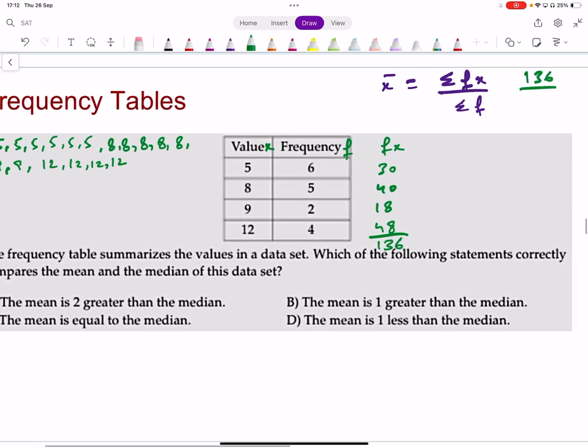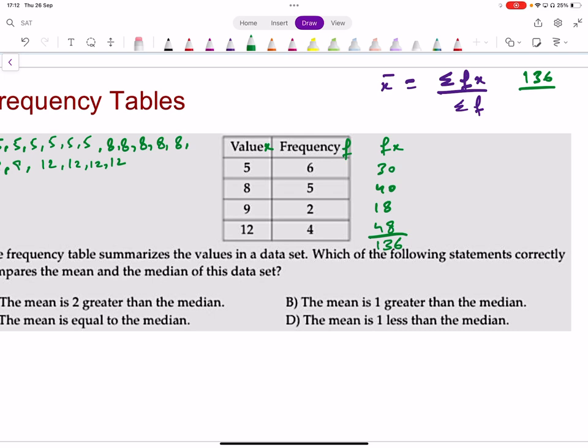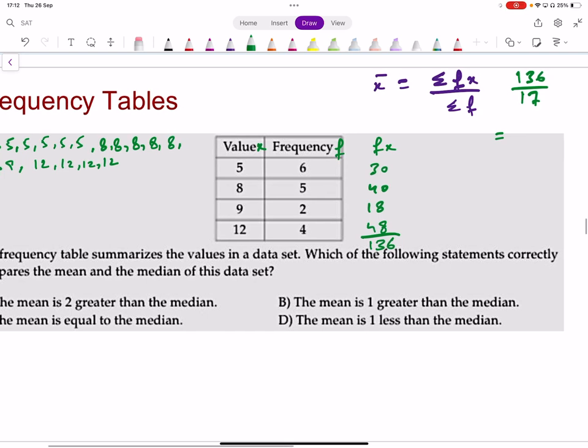136 divided by the number of values. Now the number of values is 6 plus 5 plus 2 plus 4, sigma f, the sum of all frequencies, which is 17. And that should give you the mean. What's the mean? 8. Okay. Mean is 8.